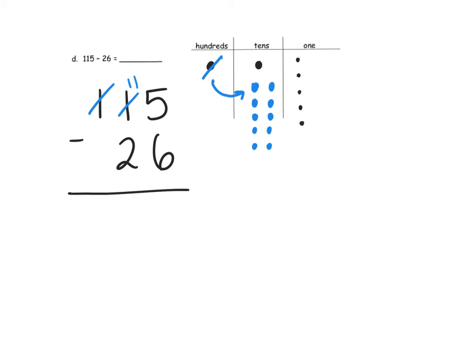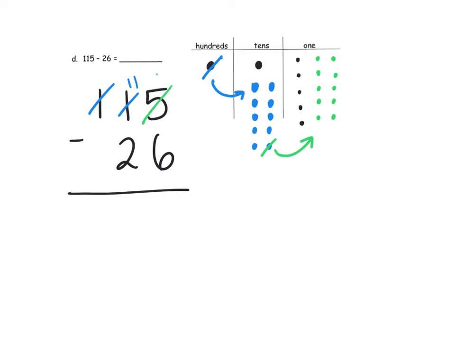Okay, but now I have to borrow a 10 from the tens place and carry it over to the ones place, so that way I can do 6 take away from the top number. So I'm going to show that again, but this time I'm going to have to borrow from this 11 tens. So I'm going to do it with a different color. So I'm going to take a 10, I'm going to put 10 ones over here. So now I have 10, 11, 12, 13, 14, 15 ones.